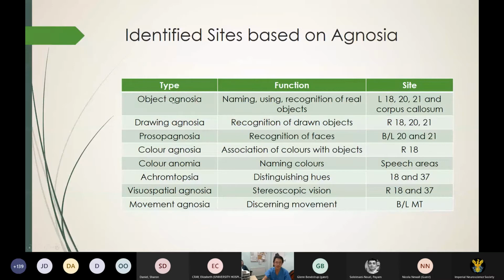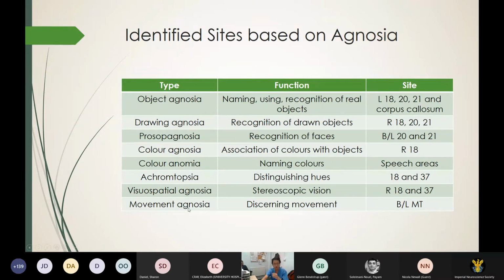Okay, so for example, if someone's got object agnosia, so they've got problems with naming objects and recognizing real life objects, we know that that is a problem with areas 18, 20, 21 and the corpus callosum, because when you have lesions in these areas, they have problems with basically naming objects. But if they have difficulty recognizing a drawn object, so rather than someone holding a mobile phone and saying, what is this? This is someone drawing a mobile phone and saying, what is this? We know that's related to areas 18, 20, 21, but not to the corpus callosum, etc., etc.